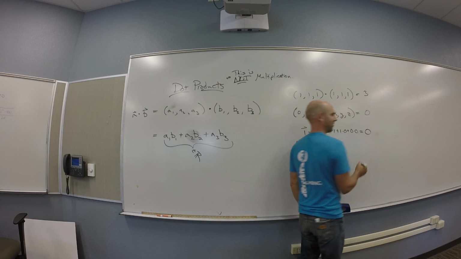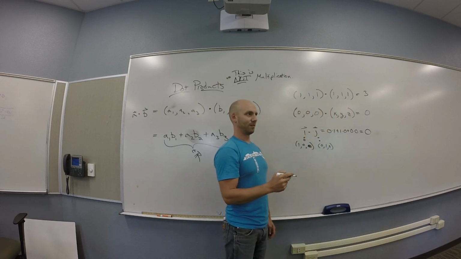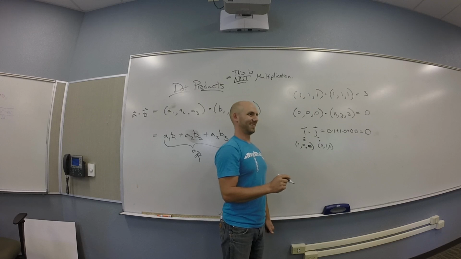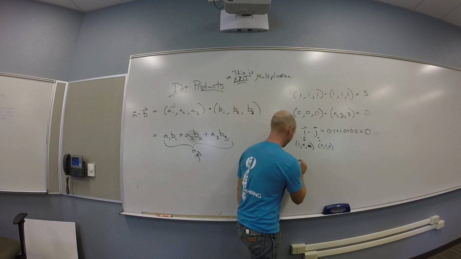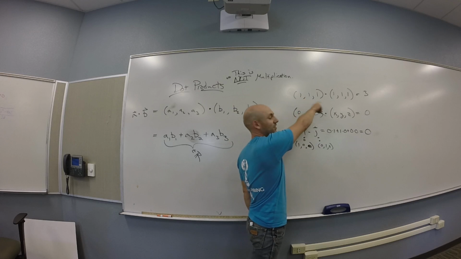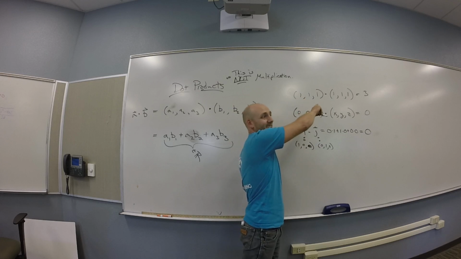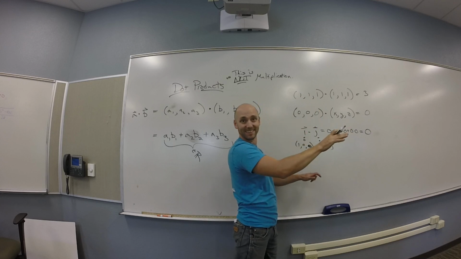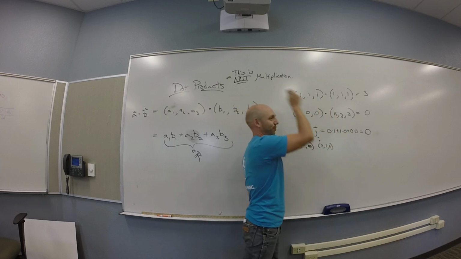I get 0. So it's how many vectors are parallel to each other? If you only did 2 vectors that were the same vector, right, so those are definitely parallel. You guys all with me on that? And we got 3.